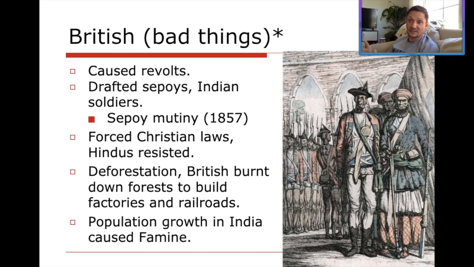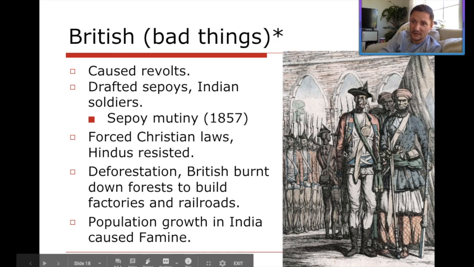One of the biggest things is it's going to cause massive amounts of revolts that are going to cost a lot of Indian lives. They're also going to begin to draft Indian men into their military, and they called these men sepoys, right? S-E-P-O-Y-S is demonstrated right here, which is an Indian soldier forced to serve in a British military.